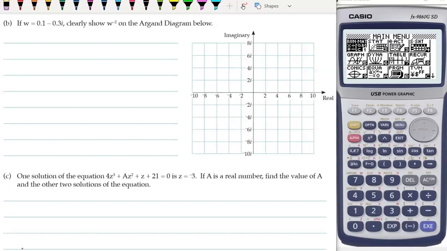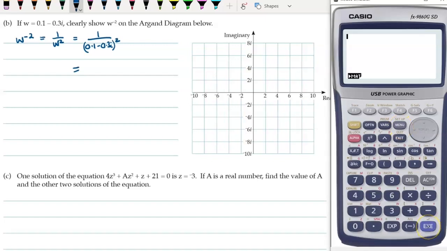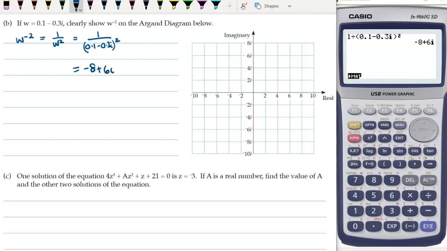Part B, we've got w. We need to find w to the minus 2 and put it onto the Argand diagram. So w to the minus 2 is 1 over w squared. So that's 1 over (0.1 minus 0.3i) squared. Now that much we can do on the calculator, save ourselves a bit of effort. So 1 divided by (0.1 minus 0.3i) all squared is equal to minus 8 plus 6i.